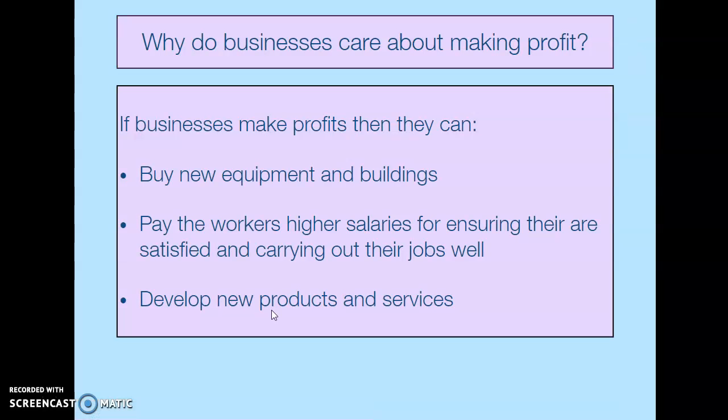Okay, so why is it important for businesses to make profits? These are three intuitive examples that I've got here just to get you thinking. Again, write this down in your books. One of the reasons is to buy new equipment and buildings, so that businesses have a base where they can carry out their activities and have proper equipment or machinery. Another is to pay the workers higher salaries, ensuring that they are satisfied with their work-life balance and carrying out proper jobs. They're doing their job very well, so they're motivated. And another example could be to develop new products and services. Okay, so let me carry on.